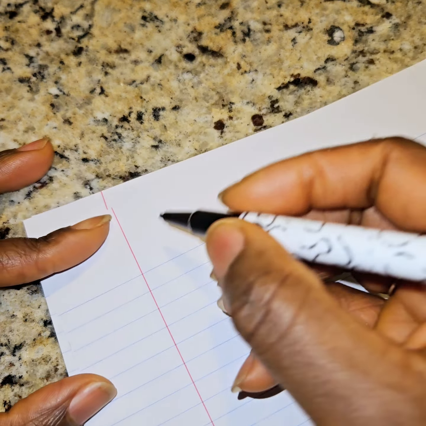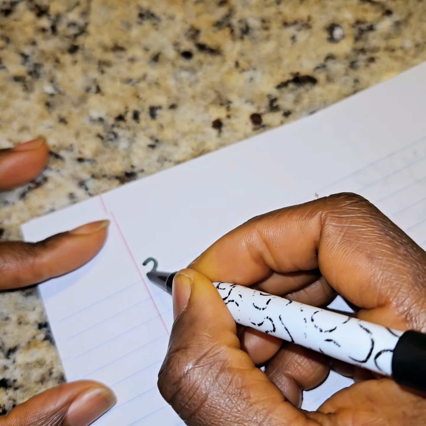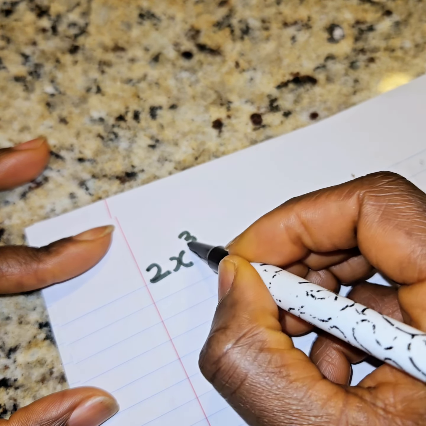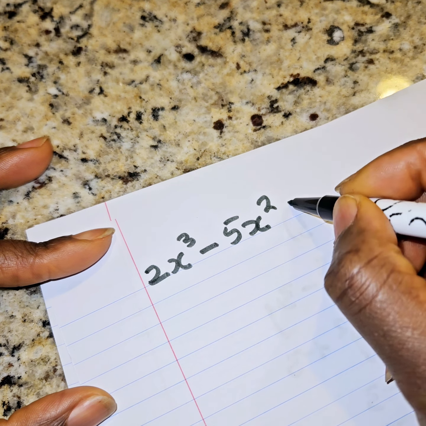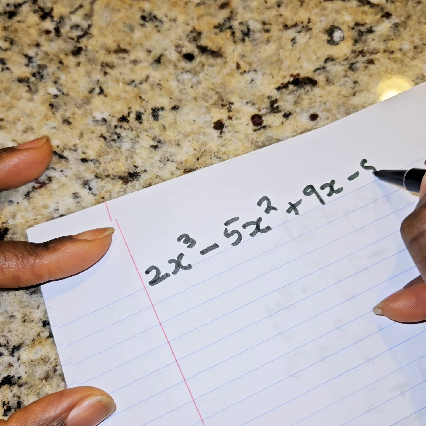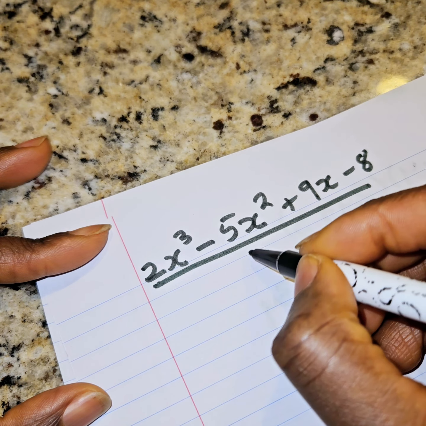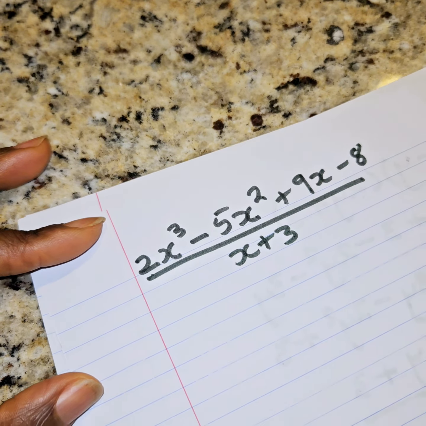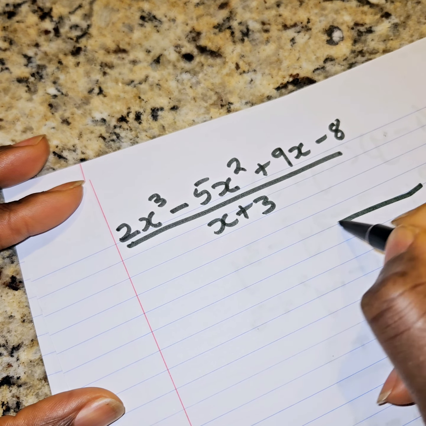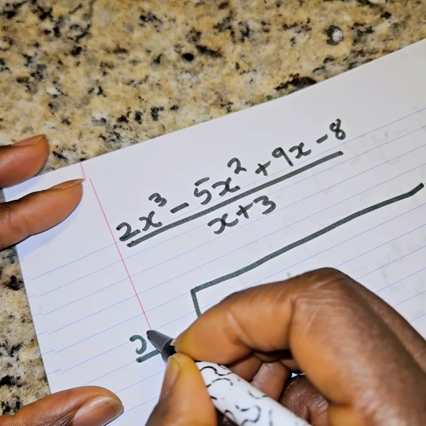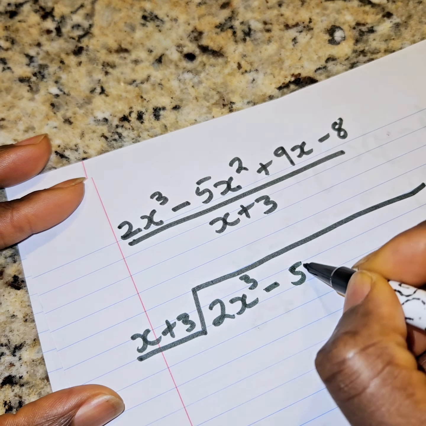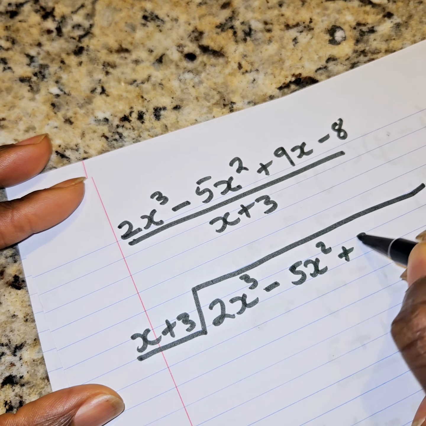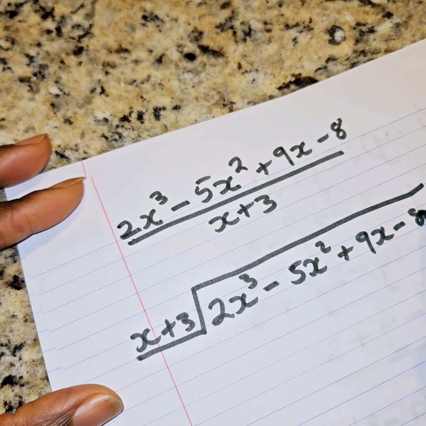And now let's do a division problem. We have 2x cubed minus 5x squared plus 9x minus 8 divided by x plus 3. Now with this, you must do the long division sign. x plus 3, 2x cubed minus 5x squared plus 9x minus 8.